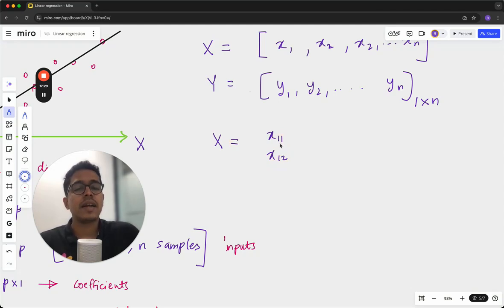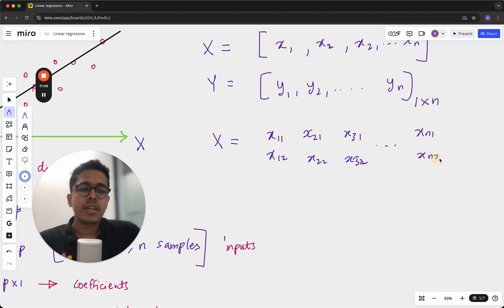So the first index indicates it's the first set of data. The second index indicates it's dimension 1. This is dimension 2. Then this will be X21, X22, X31, X32, like that up to Xn1, Xn2. So the first index n means it's the nth experiment data point. And this 1 and 2 indicates it's dimension 1 and dimension 2.